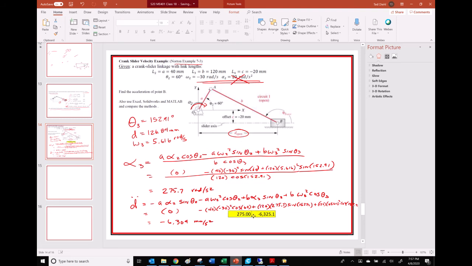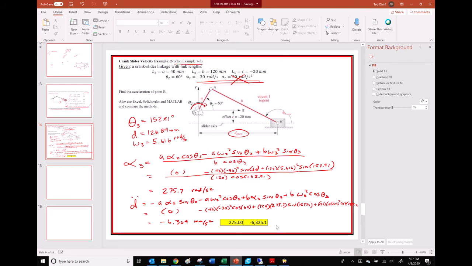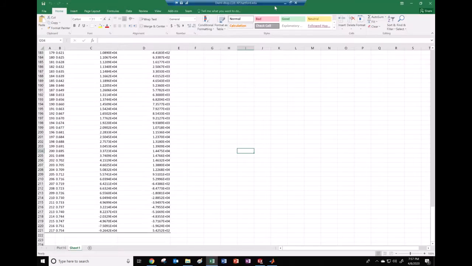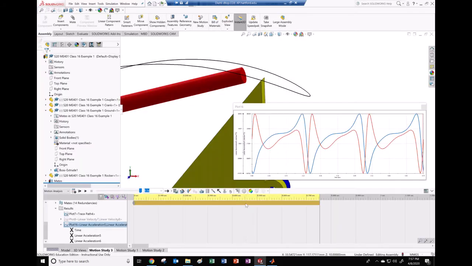Not too shabby. Okay. So we got 275 and 6,325 compared to 6,304. I'll buy it. Okay. So how about in SolidWorks? I could close this. I don't need to save it. And I don't think I have this open as another thing.